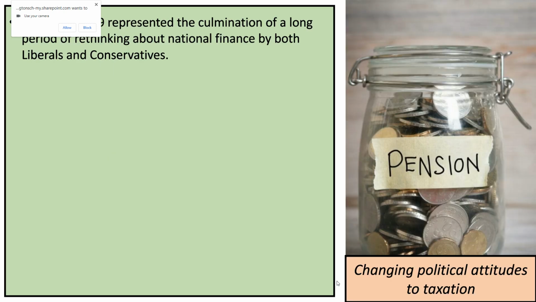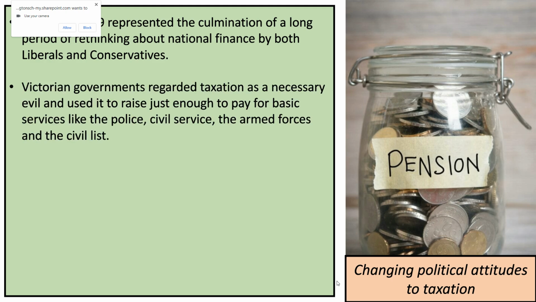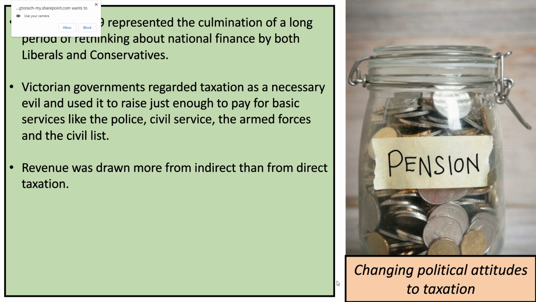So politically, the attitudes towards taxation have been changing. Because of the increased amount of government expenditure, both parties, both the Conservatives and the Liberals, are moving towards direct taxation. So remember, indirect taxation is taxing consumption, so taxing food, alcohol, tobacco, that kind of stuff. Direct taxation is taxing someone's income.